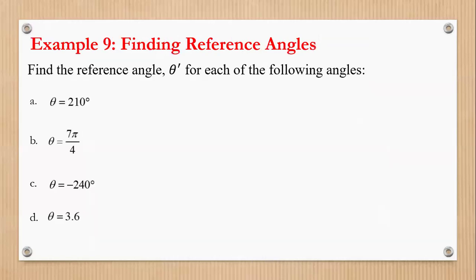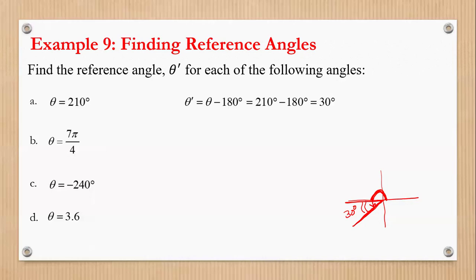Let's look at the next example. It's asking you to find the reference angle for each of these angles. First angle is 210. 210 is an angle in the third quadrant. So the reference angle is between the terminal side and the x-axis. So that's this one. You know, this part is 180. So 210 has 30 more than that, so the reference angle is 30 degrees. So in this case, you need to subtract 180 from 210 and you get 30 degrees. So the reference angle for this one is 30 degrees.